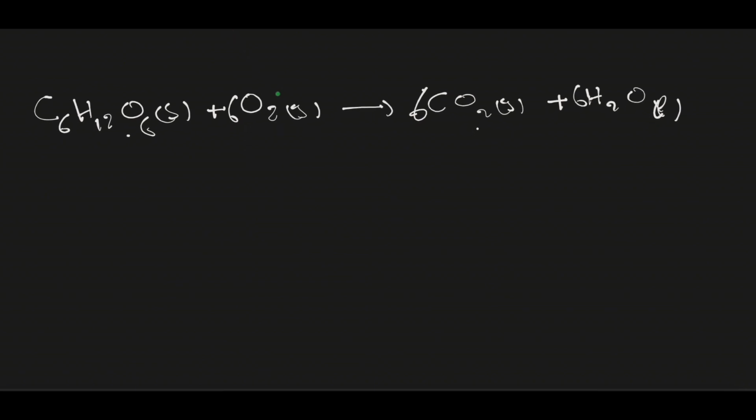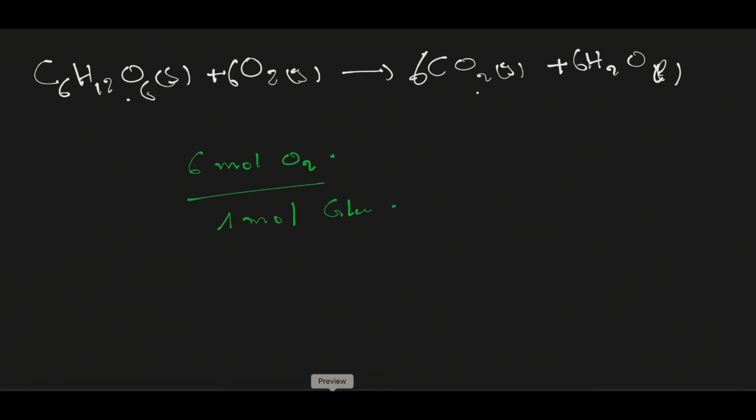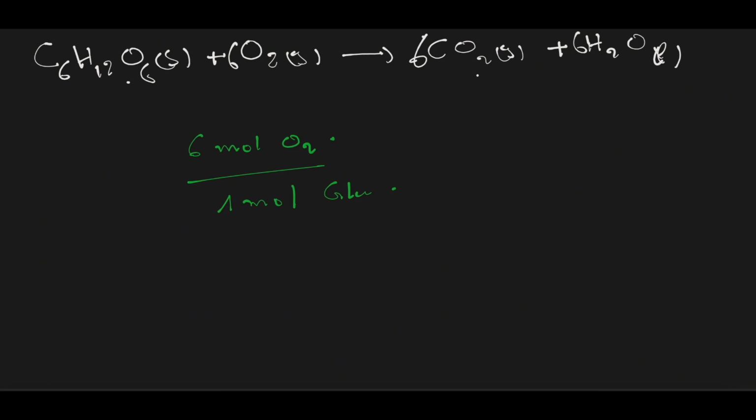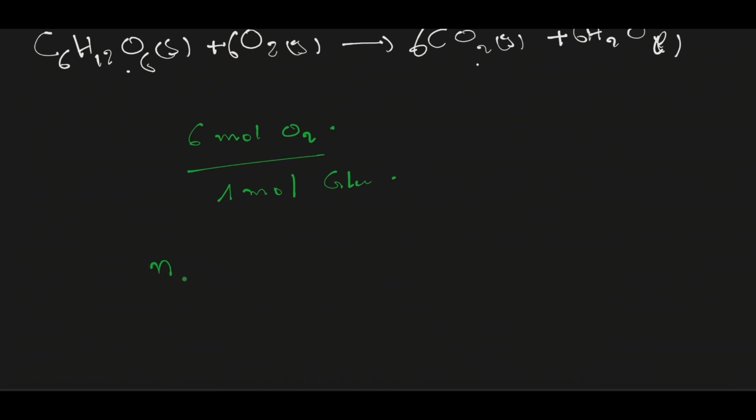The first question is if the combustion reaction is complete. Here we have 6 mole of oxygen that react with 1 mole of glucose. However, in this case, we have used this mass, which is 4.324. So we have first to calculate the number of moles of glucose and to see how many moles of oxygen are needed to make this combustion reaction complete. So we have here the mass of glucose over the molar mass of glucose.